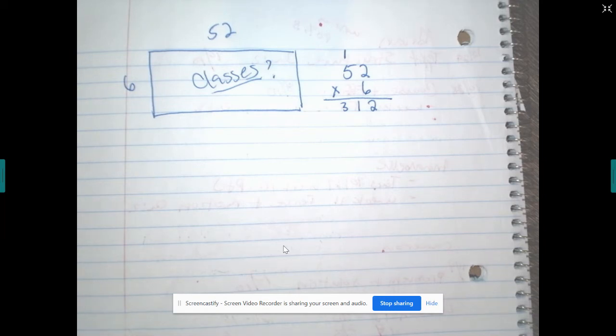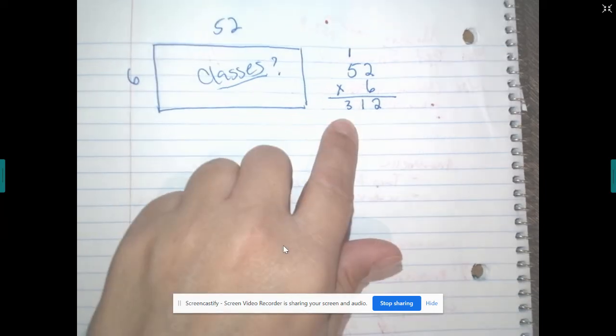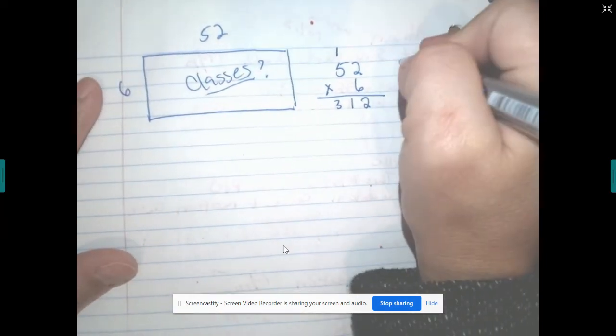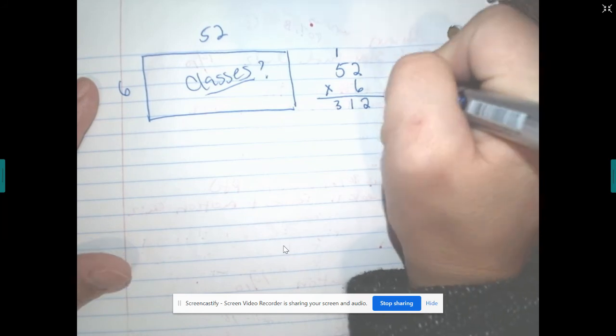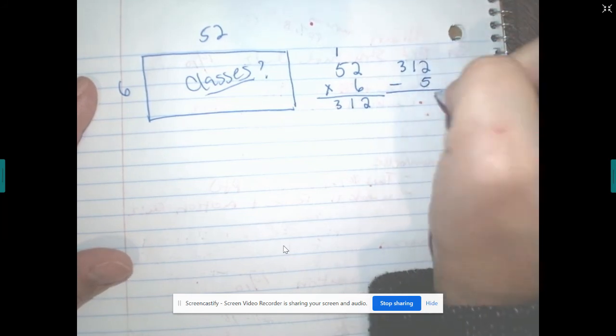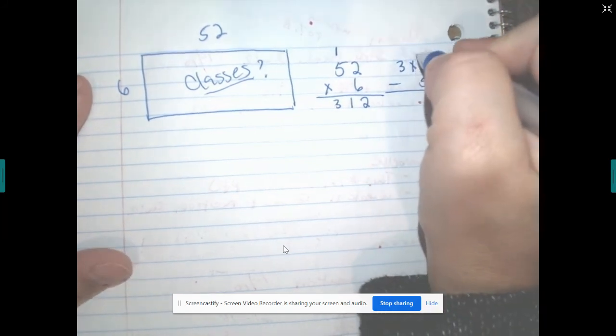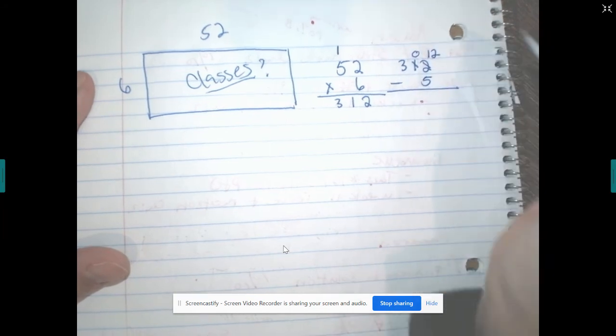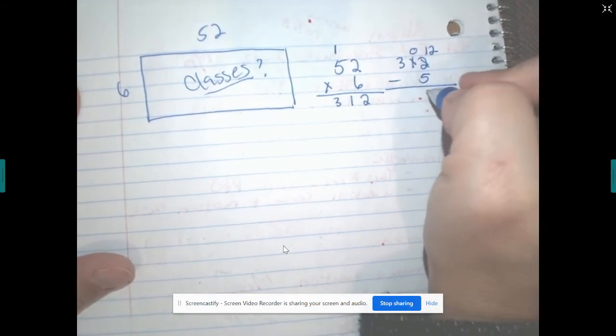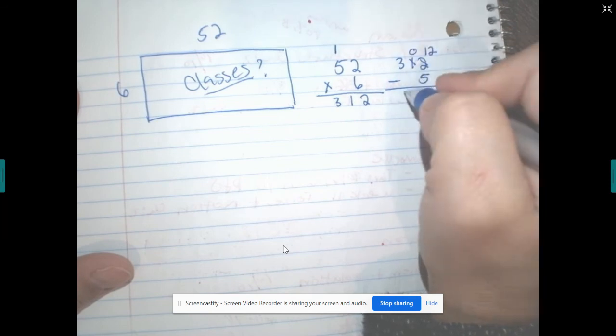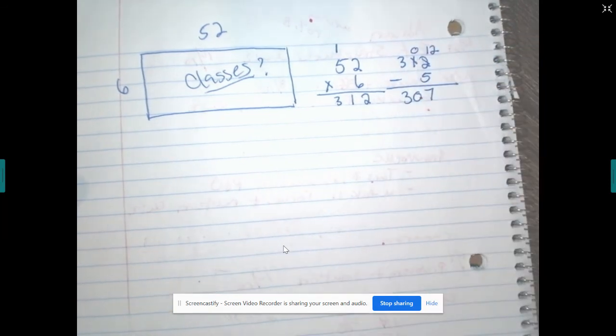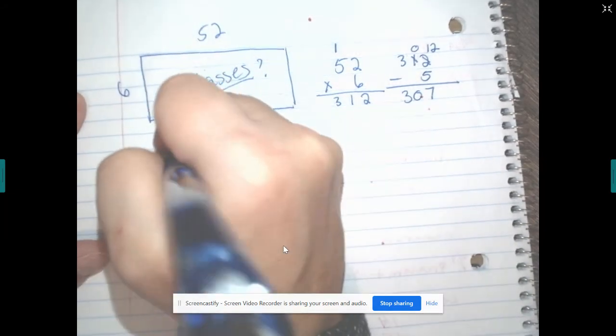But he did get sick 5 times, and he had to miss 5 classes. So that means I need to take away 5 classes out of 312. So I'm going to do 312 minus 5. 2 minus 5 we can't do. So this becomes a 0, and this becomes a 12. 12 minus 5 is 7. Bring down your 0, bring down your 3. So he was able to attend 307 dance classes.